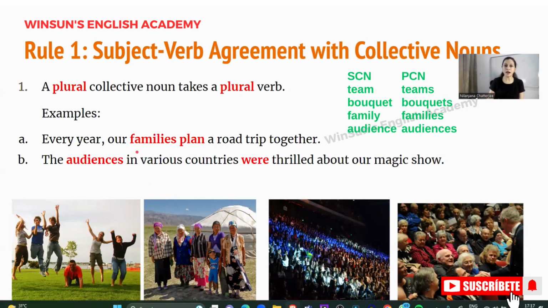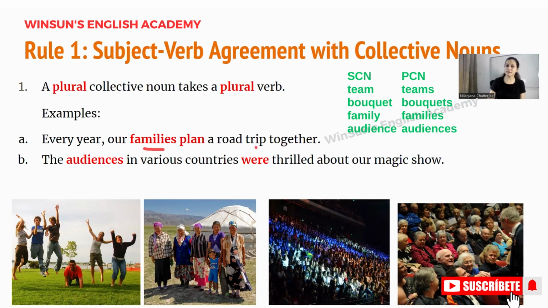Every year, our families plan a road trip together. Our families, more than one family. Now, family is a collective noun. We have 1, 2 families. So it becomes a plural collective noun, and that is why it takes a plural verb, plan, not plans.